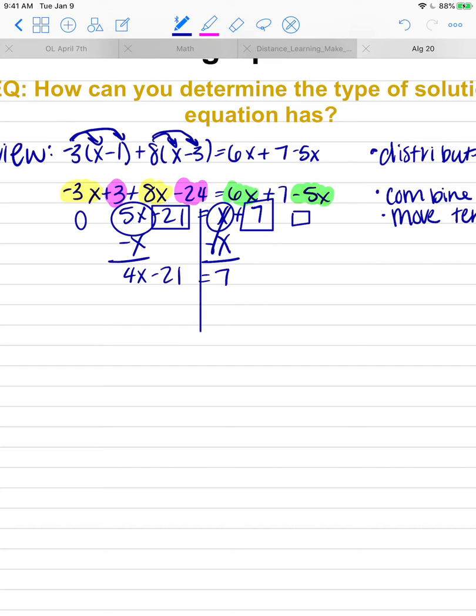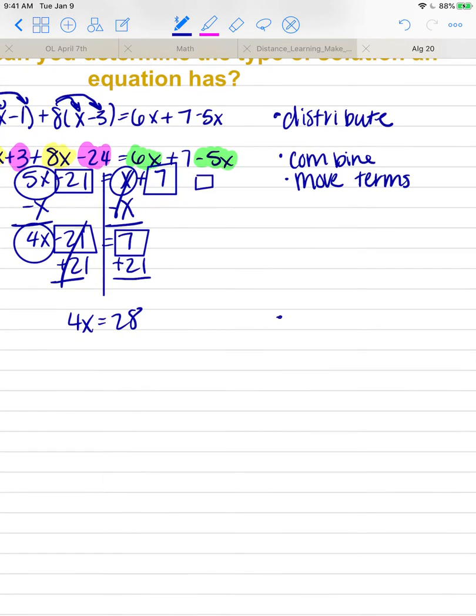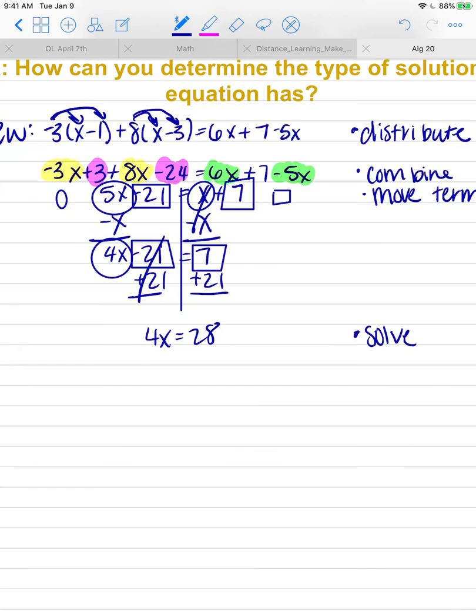Now, once again, circle the variables, box in constants. I know the only thing left I have to move is that 21, so I'm going to do the opposite operation on both sides. That leaves me with 4x equals 28. And then we're going to solve for the variable. So, divided by 4, x equals 7.